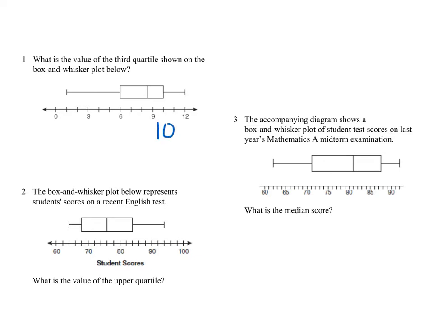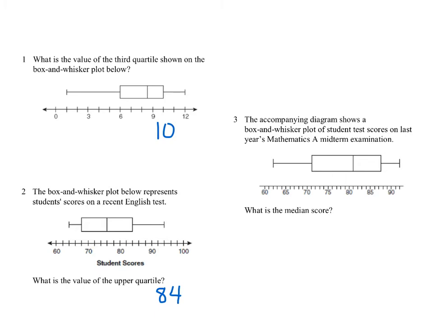Number 2. The box and whisker plot shown below represents student scores on a recent English test. What's the value of the upper quartile? Well, again, 1st quartile or lower quartile, median, upper quartile. Well, let's look at what we are counting by here. 82, 4, 6, 8, and then 90. Let's see, 80, we'll go with 84. 84. There's your upper quartile right there.